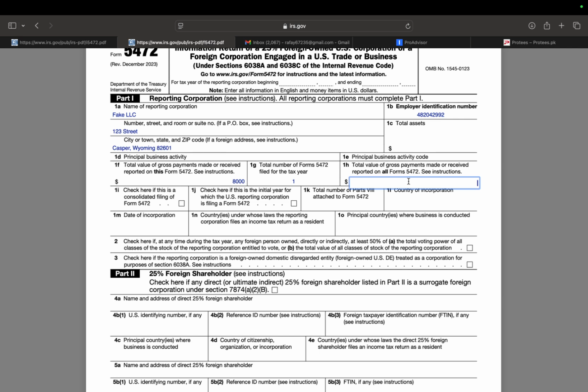If we have more than one form, you have to add all the amounts that we have under there. So the total value of the gross payments made or received reportable on all forms 5472, see instructions, would be, let's say, 8,000, because I only have one form. So let's say there are two related parties. If there are two related parties, you should write 2 here, meaning we have two related parties and reportable transactions for both. Let's say the other owner contributed 10,000. So 8,000 will be written there and 10,000 will be written here. And we have to attach two 1120 forms and two 5472 forms along with it.